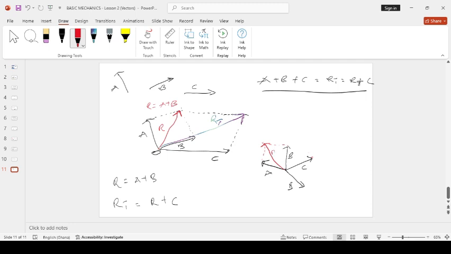Let me call this one R1, resultant 1. Then we complete the parallelogram with C and R1 here. So we are going to get another resultant here, which we might call R2. Then with R2, we have to complete that parallelogram with D. So it's going to look also like this.